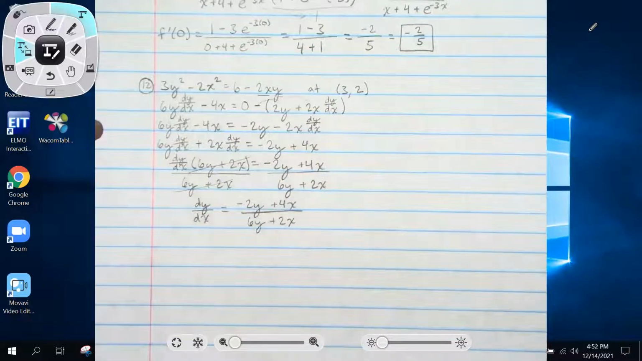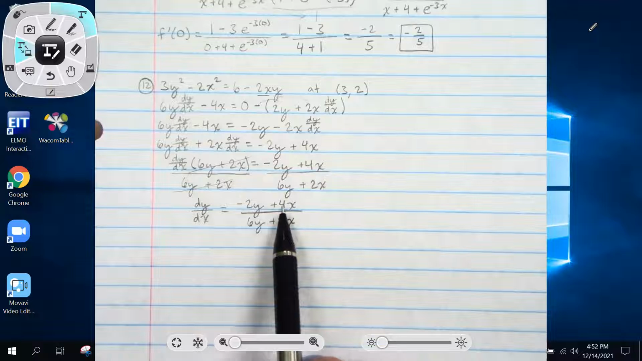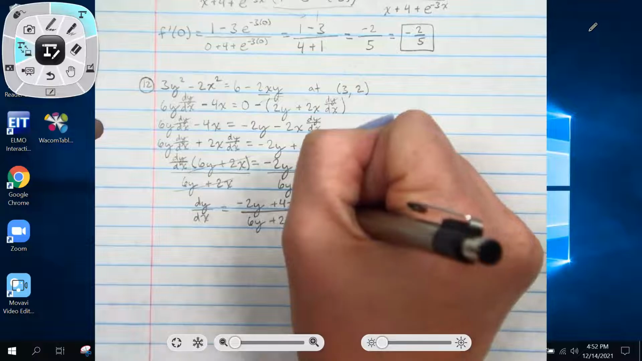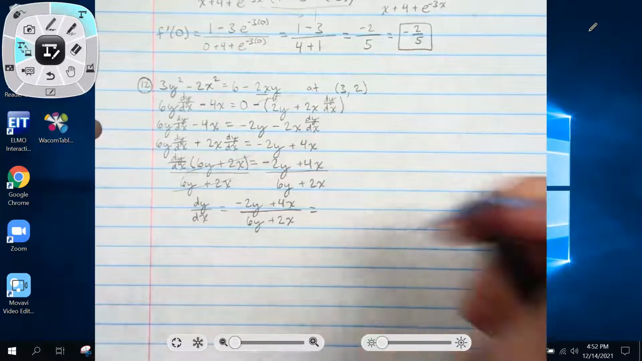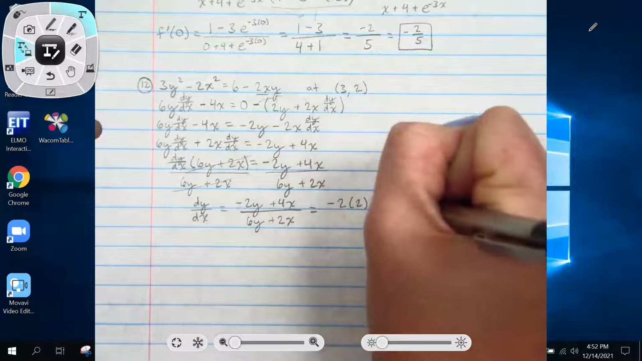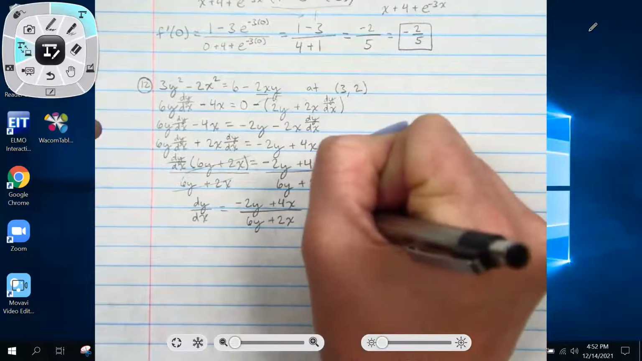Now you could simplify this a little bit further because everything is divisible by 2, but it really doesn't matter because we're just going to be plugging in our x and y values. So I'm just going to leave it as it is and plug in my x and y. Y is 2, x is 3.